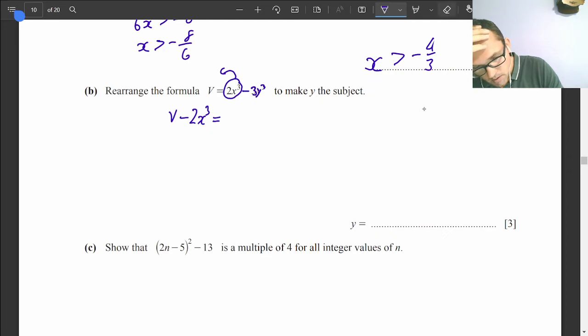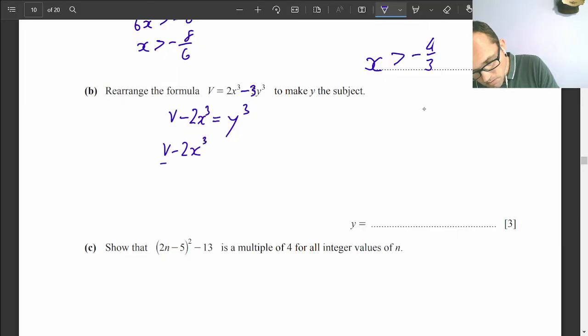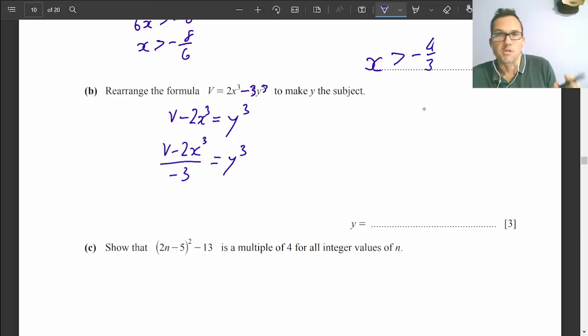All right. Next, what will happen is y, well, after y has been cubed, it gets multiplied by negative 3. So now we need to divide that on the other side. So the next step will be 2x cubed divided by negative 3. And then lastly, there's the cube. Opposite of cube, cube root. So we cube root all of that.